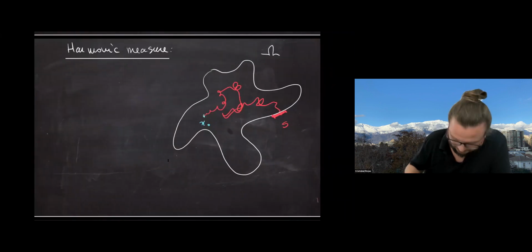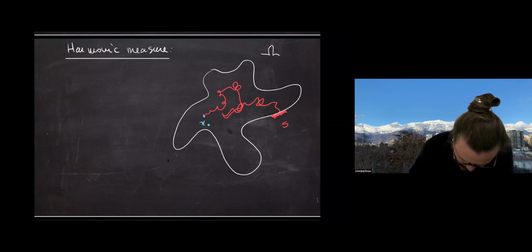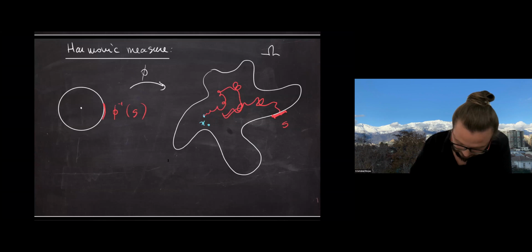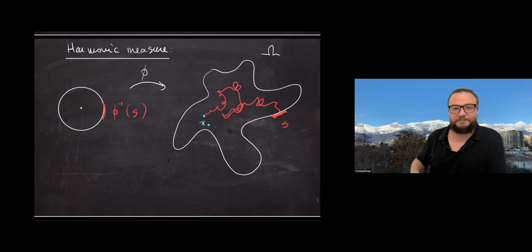So for example, here in my picture, if I draw the unit disk and 0, then phi maps 0 to x naught, and S will be something, I mean, this could be something like the preimage of S, and then we can compute harmonic measure just by looking at the Lebesgue measure there.